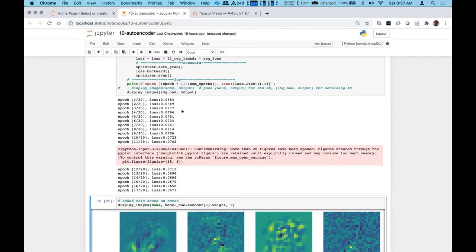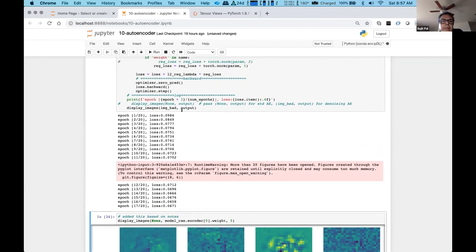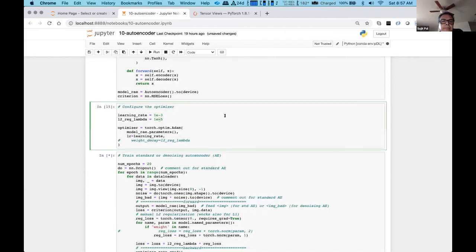Sorry, what value have you got set for your L2 regularization lambda value? 1e minus 5. Yeah, 1e minus 5.